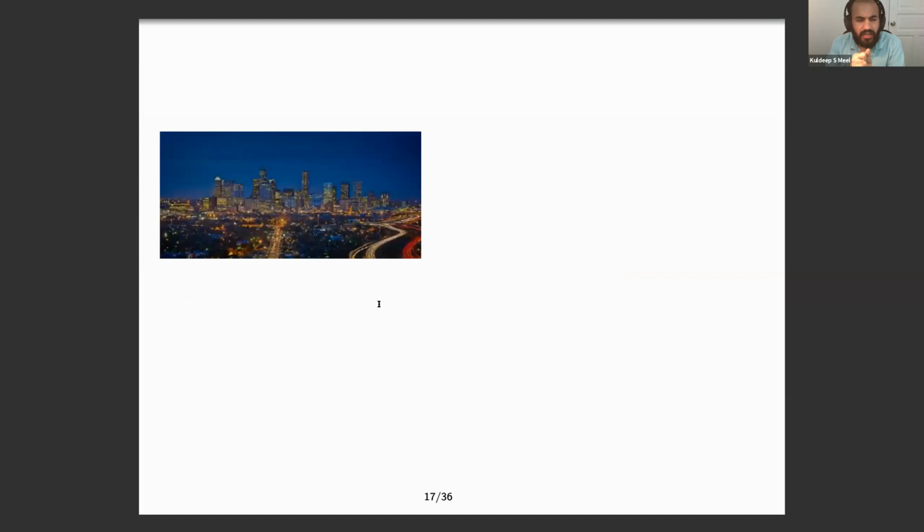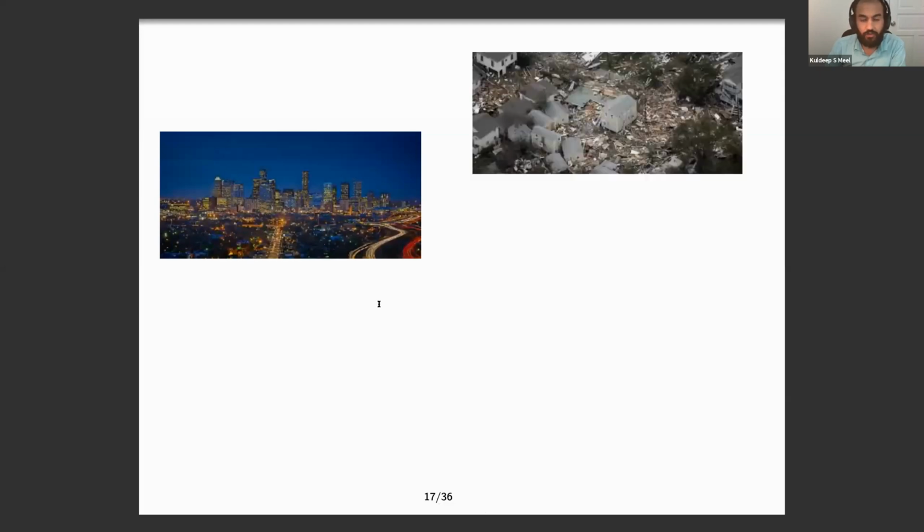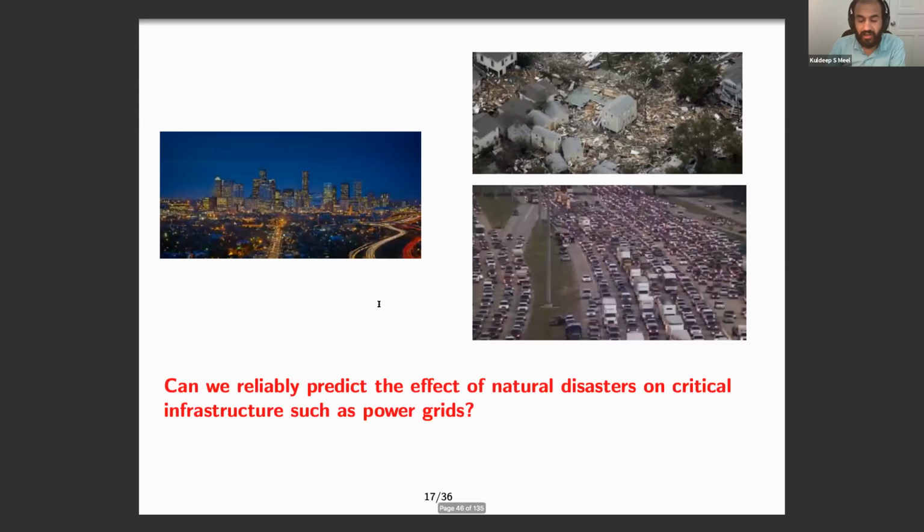Another application that we looked at was motivated when I was in Houston. So here is the city of Houston. And as you can see, the city of Houston looks beautiful at night, but it is prone to hurricanes, and these hurricanes cause havoc. And this requires operations that are resource intensive and very critical. And one of the important problems that we have been looking at is, can we predict the effect of natural disaster on critical infrastructure such as the power grid? In particular, we are interested in predicting the likelihood of a region facing blackout.